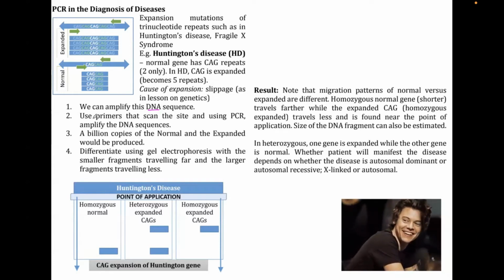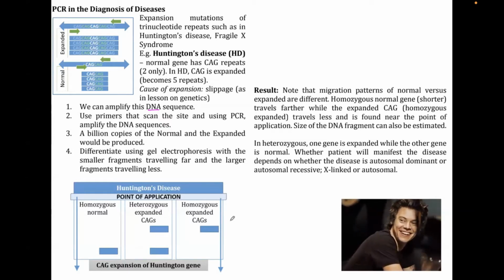And then 1 billion copies of the normal and expanded would be produced and then differentiate using your gel electrophoresis with the smaller fragments traveling far and the larger fragments traveling less. So ito po siya. Okay, please take note of the result that the migration patterns of normal versus expanded are different. Homozygous normal gene, which is shorter, travels farther while the expanded CAG homozygous expanded travel less and is found near point of the location.